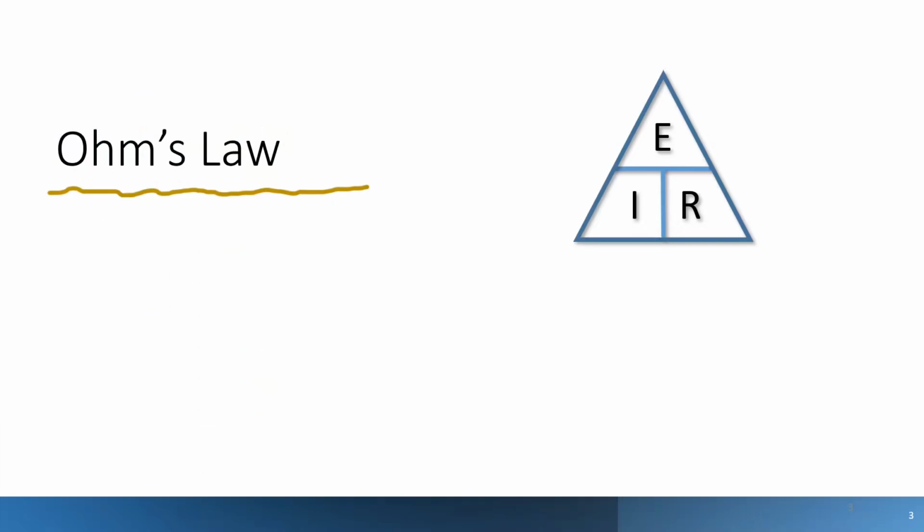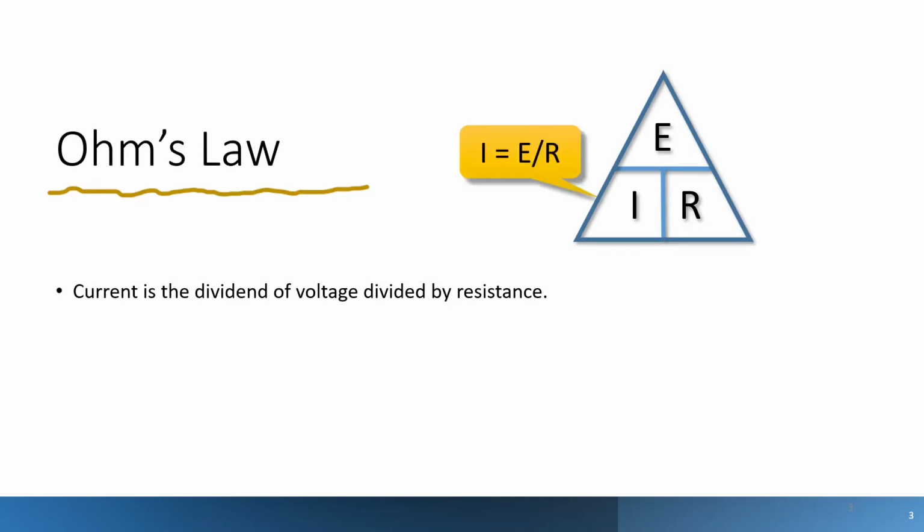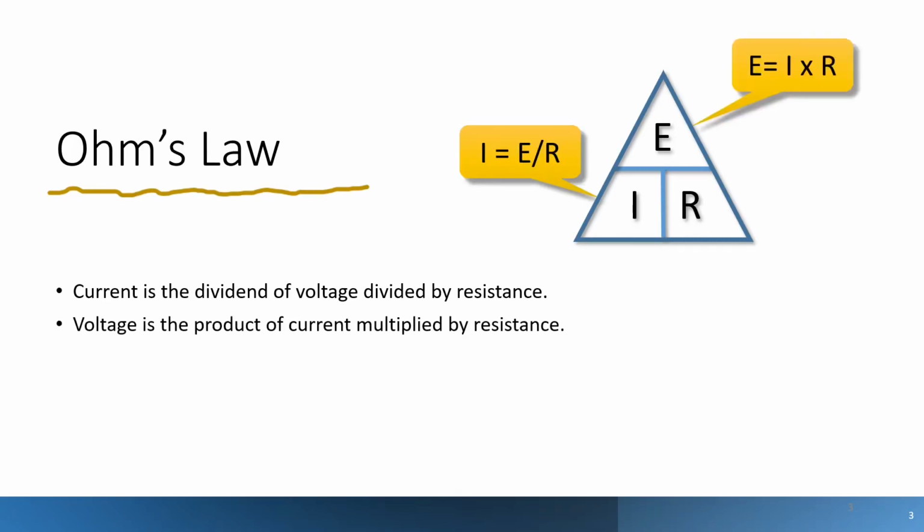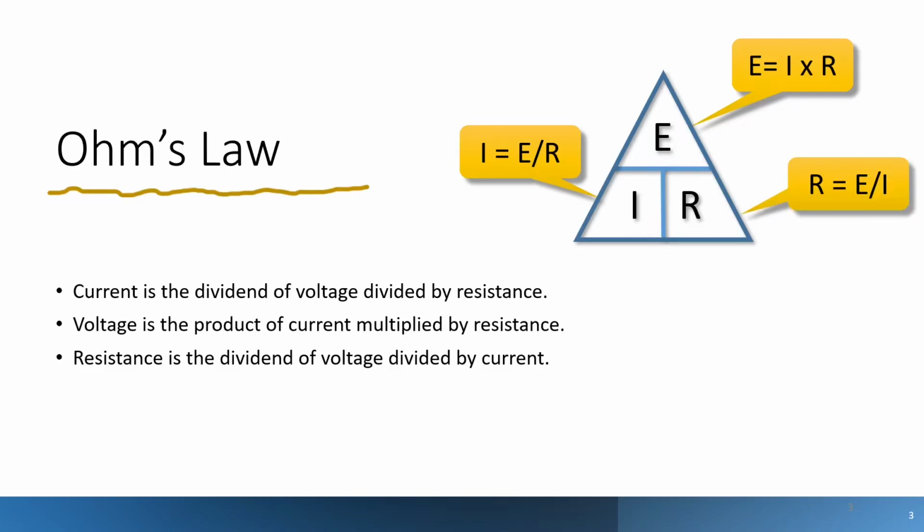So just for review, Ohm's law, we have current is the dividend of voltage and resistance. So I equals E divided by R. Voltage is the product of current and resistance. So voltage equals I times R. And resistance is the dividend of voltage divided by current, or simply put, R equals E divided by I. So that's a review of our Ohm's law.